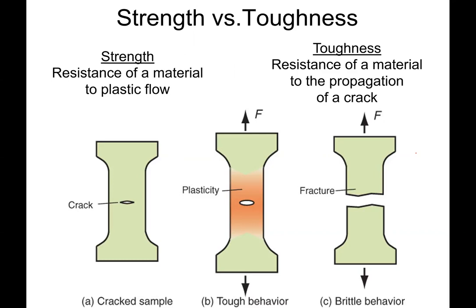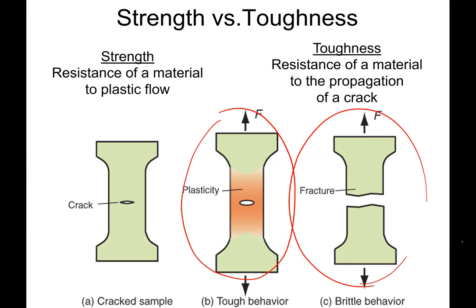So if we have a crack present, the question is, does that crack blunt out and not continue to grow, or does that crack continue to grow rapidly and cause fracture? And so that's the difference between a tough behavior, say in this case, where we get a lot of plastic deformation and can absorb a lot of energy, and brittle behavior in this right case, where once we hit the stress value, before we even get to ductility, the sample just cracks.